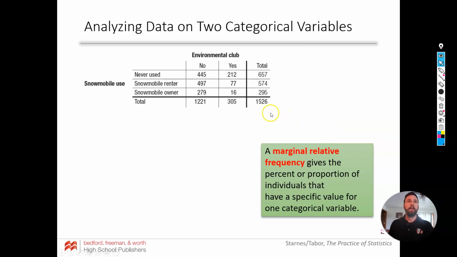Sometimes you want to know if someone is a snowmobile owner, what's the probability that they aren't a member of the environmental club? So that's a marginal relative frequency because you're looking at proportion based on something else you know. For example, you could ask what proportion of Trump supporters are pro-gun? What proportion of Republicans are Joe Biden supporters? This is great. I just aged my videos, but you want to know what's the relative frequency within a group. Okay.